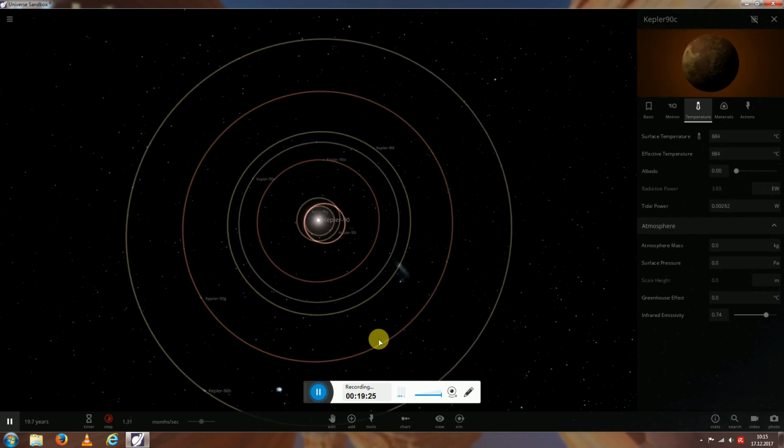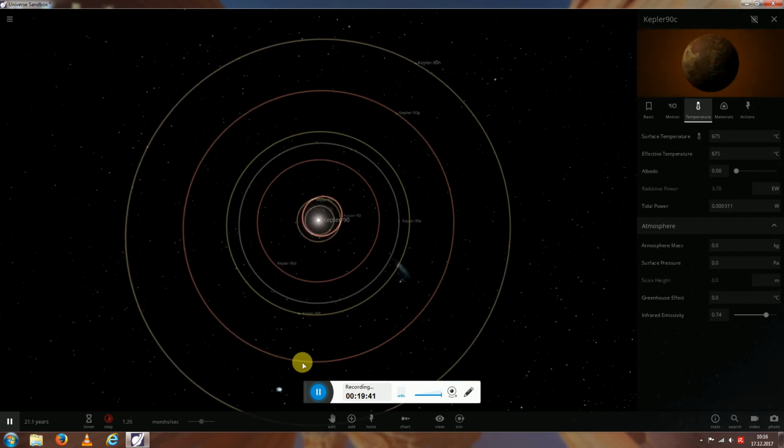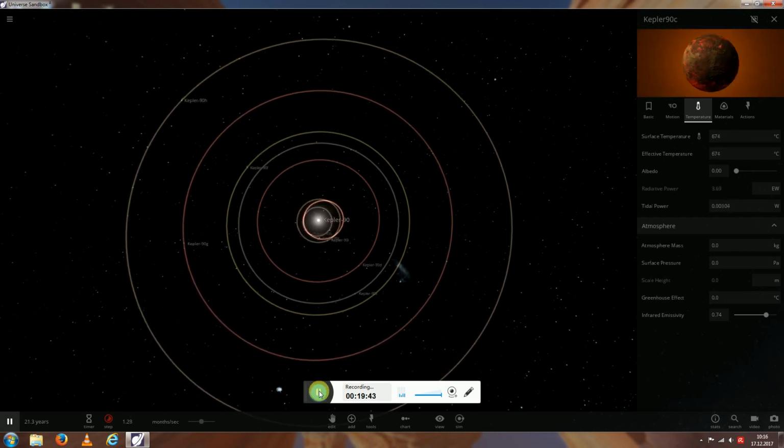Man, Kepler 90c's orbit is really changing a lot. First elongated, now more circular. Oh my gosh.